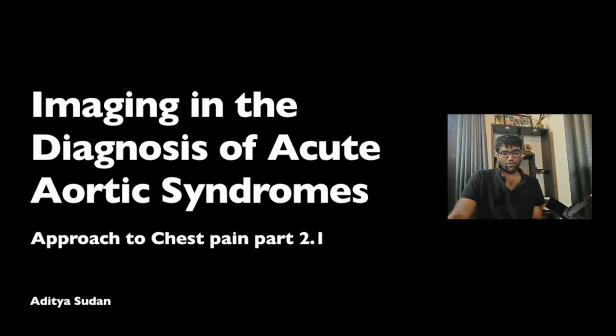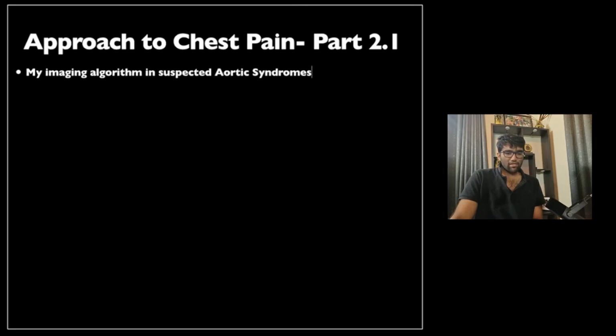Hello and welcome back. I'll be talking about imaging in the diagnosis of acute aortic syndromes. This will be part 2.1 in an approach to chest pain. We'll be discussing my imaging algorithm in suspected aortic syndromes. Now, these are acute aortic syndromes, so typically imaging is not something that I get exposed to, but because I deal with a lot of large vessel vasculitis patients, acute aortic syndromes and their initial diagnosis becomes relevant to me, as well as generally internal medicine in the emergency department.